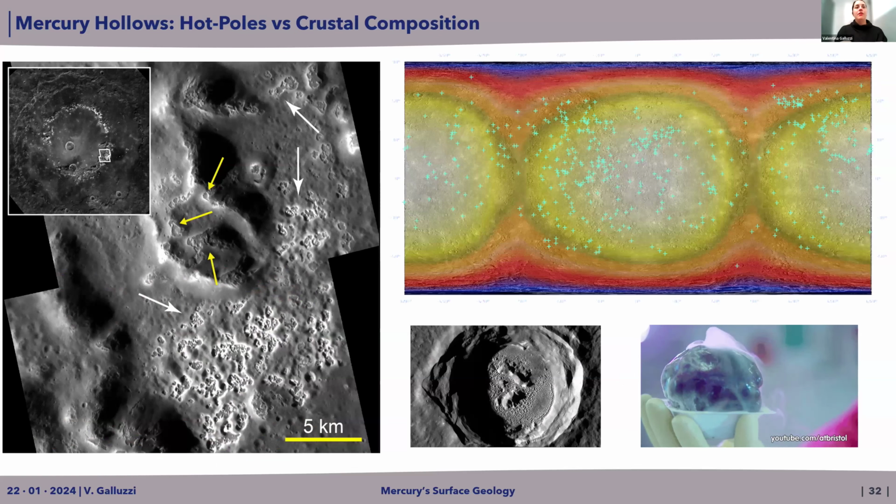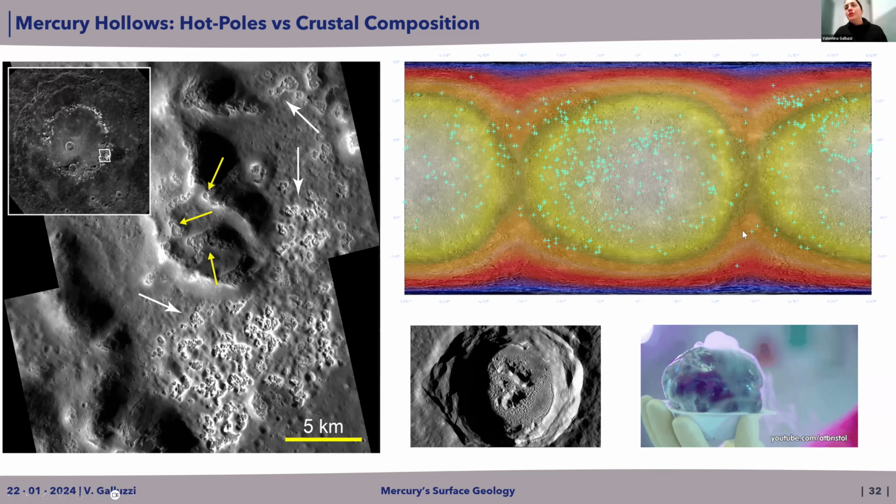So hollows are a very important feature of Mercury. They were discovered during the MESSENGER mission, in the early, let's say, 2011. And they are often found within craters. If craters are very large and complex, they are often found around peak rings or central peaks, and they are very small cavities, flat floor cavities with irregular boundaries, and they seem to cluster together.